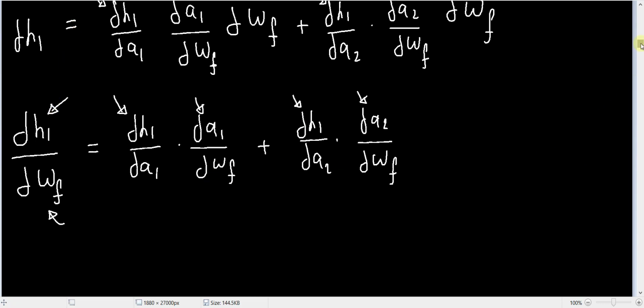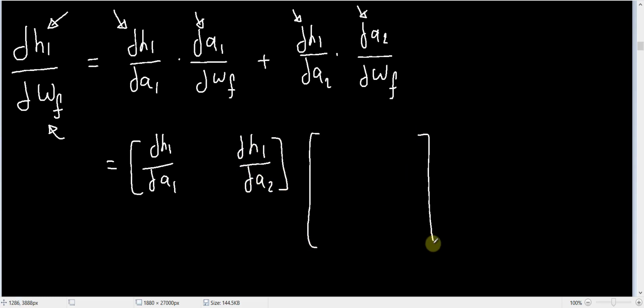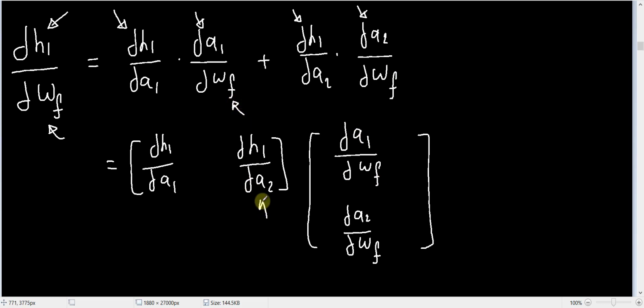Now this right hand side can again be written as, here I can have dH1 by dA1 and dH1 by dA2 multiplied here by another matrix having those two rows. So dA1 by dW flattened and dA2 by dW flattened. Remember the row method of multiplication. We are having linear combination of rows. So this constant multiplied by the first row, which is this, plus this constant multiplied by the second row. So this is really very nice. dH1 by dW flattened is equal to this.